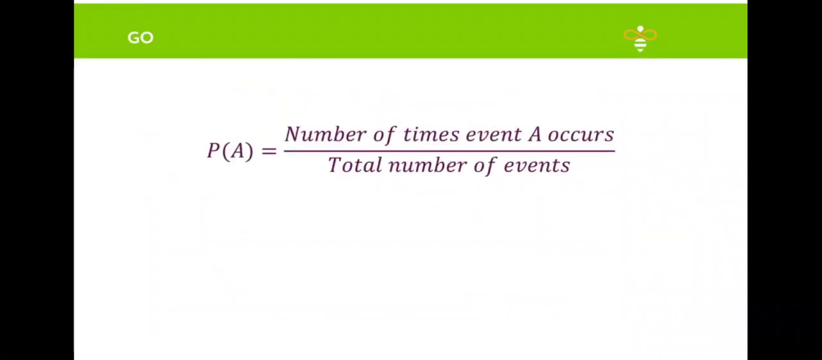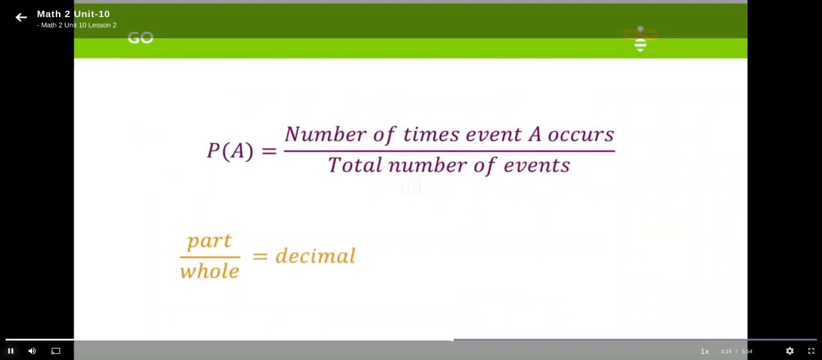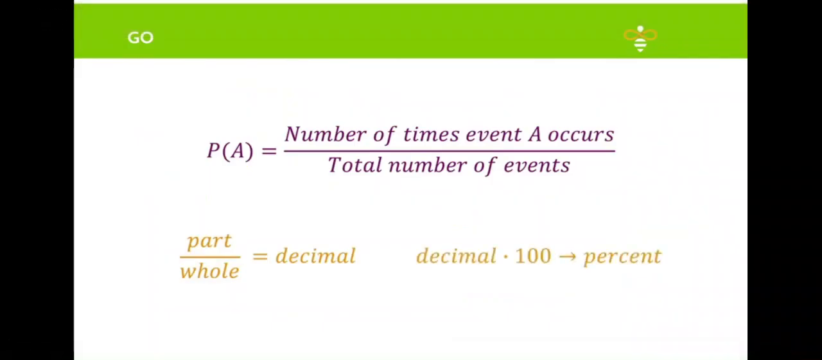Basic probabilities were introduced in previous mathematics courses. In those courses, it was learned that the probability that an event will occur is the number of times the specific event occurs out of the total number of events. In probability notation, it's written like this. Notice that probability is written as a fraction of the form part over whole. In order to change a fraction to a decimal, divide the numerator by the denominator. To convert a decimal to a percent, multiply by 100.